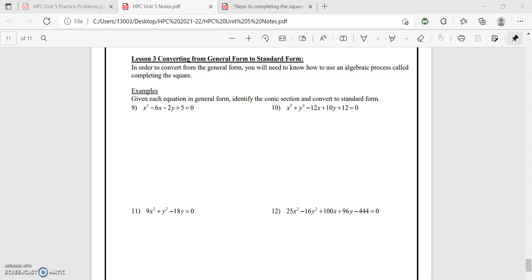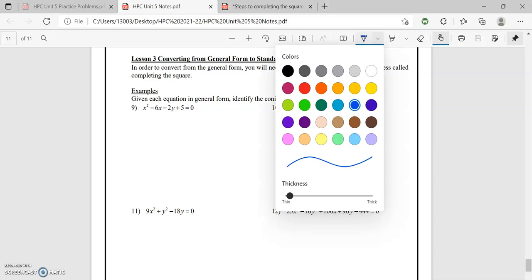But this will be the first time we've seen an example where we have x and y terms to work with. So again, the bottom line here is we have a general form equation that we want to, first of all, identify what type of conic section it is, and second, we want to convert that to the standard form. So first thing we're going to do, I'm going to note here in green.